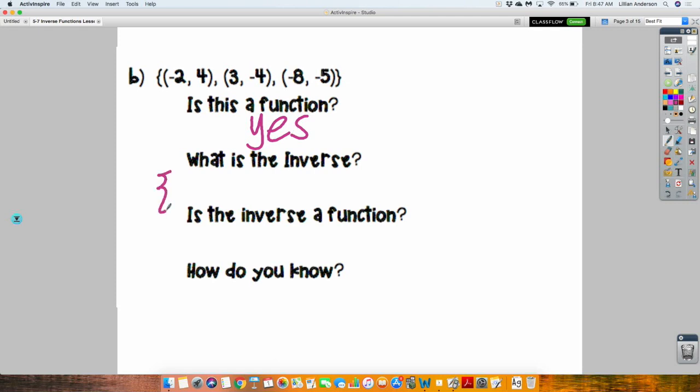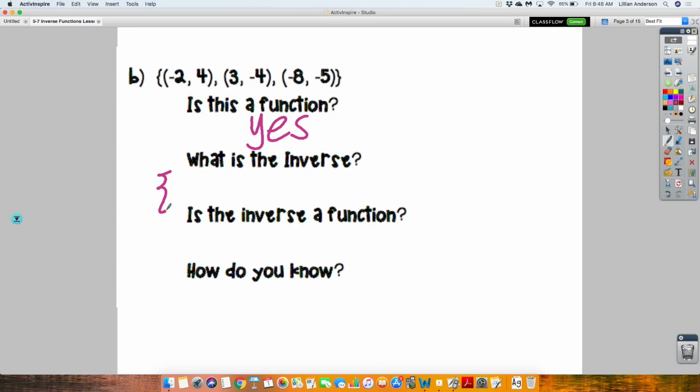So the only time you can find an inverse is if your original is a function. If it's not a function, you do not find the inverse, okay? Make a note of that somewhere. If the original is not a function, you're not going to have an inverse, okay?